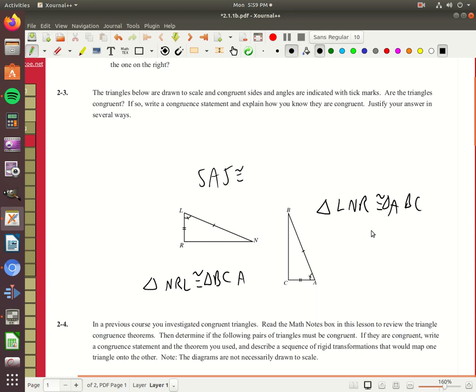N is across from 2, B is across from 2, so they go together, and R is across from 1, and C is across from 1. So again, we feel pretty confident with that.